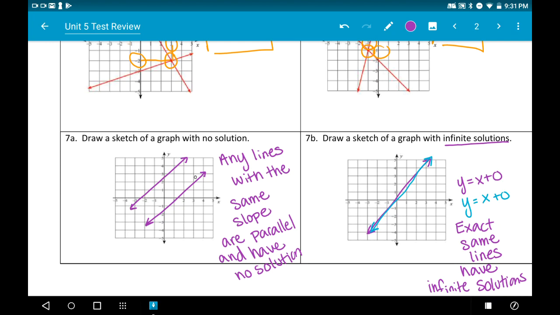So parallel lines, different intercepts, same slope, no solution. Exact same lines is infinite solutions.